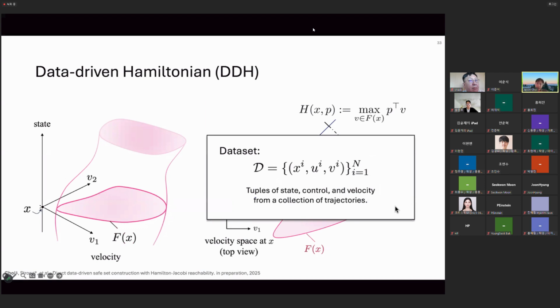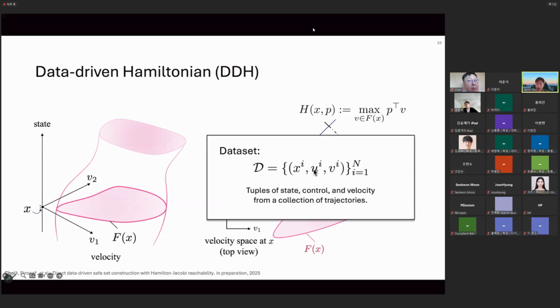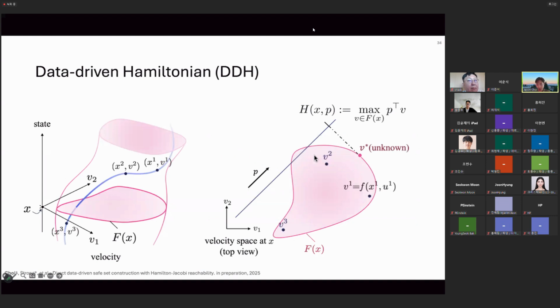Now we consider that a data set is given to us, which is a collection of the state variable, the control input, and the velocity variable evaluated at various points of the trajectories. These are trajectories collected from our flight test experiments. We show one trajectory in this velocity and state space that goes through like this. We can sample various data points on this trajectory, given by the state and velocity tuple. From the top-down view, these velocities look like this. Basically, this is the information we roughly have to evaluate how the velocity bound would look.